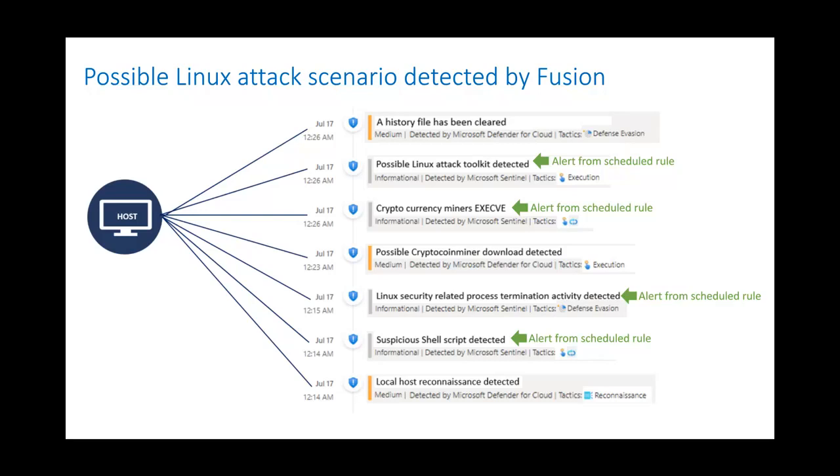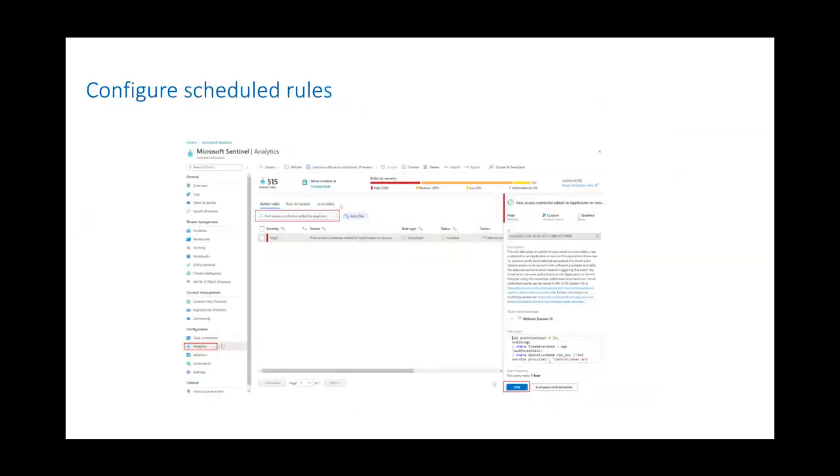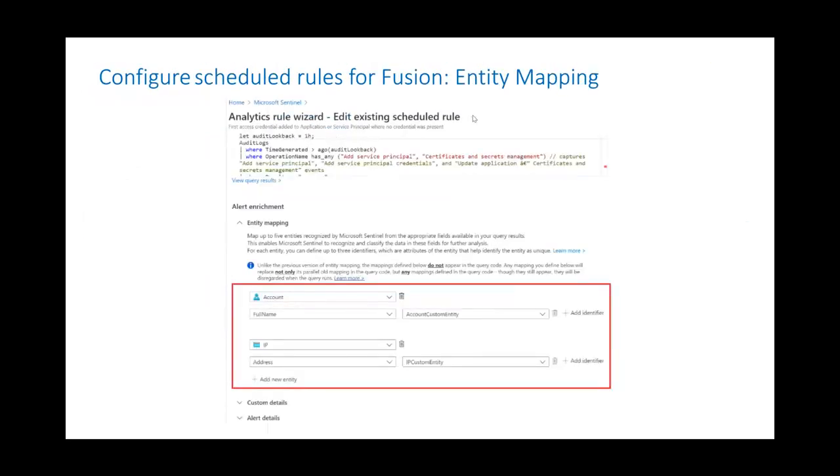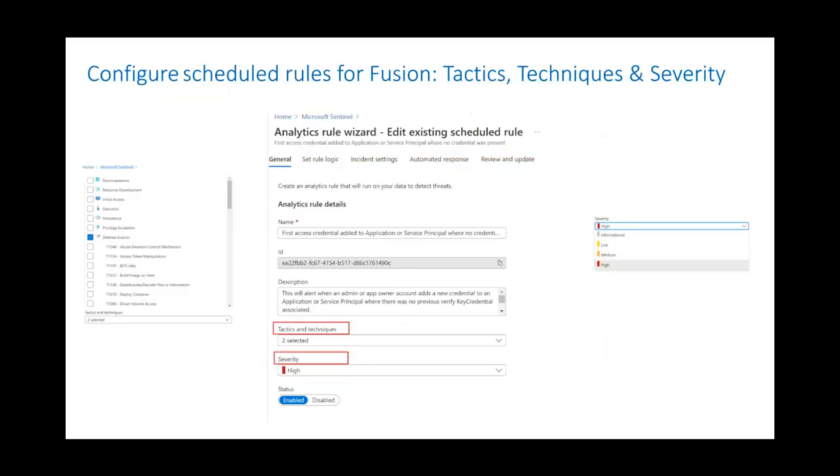In these examples, we also saw references to scheduled alerts as well. So for Fusion to work really well, there are a couple of things that I would like to quickly point out related to scheduled alerts that are important for the Fusion correlation engine to work well. So the first thing I would like to talk about is the MITRE ATT&CK tactics and techniques. Now, from the Sentinel navigation menu, if we select Analytics, we can see there is the scheduled query.